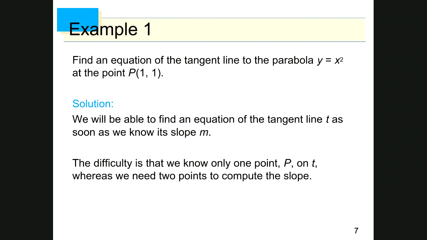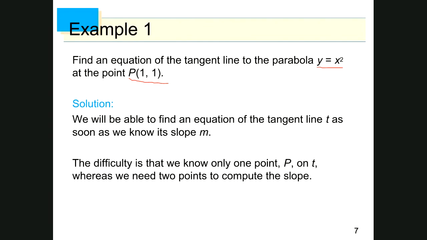Okay. Example one, let's say find the equation of a tangent line to the parabola y equals x squared at the point (1, 1). So x is 1, y is 1. Now, for you to find the equation of a tangent line, you need to be given 2 points, all right? Because that's how you're going to get the slope. In this case, I gave you just 1 point. How do we get the slope?